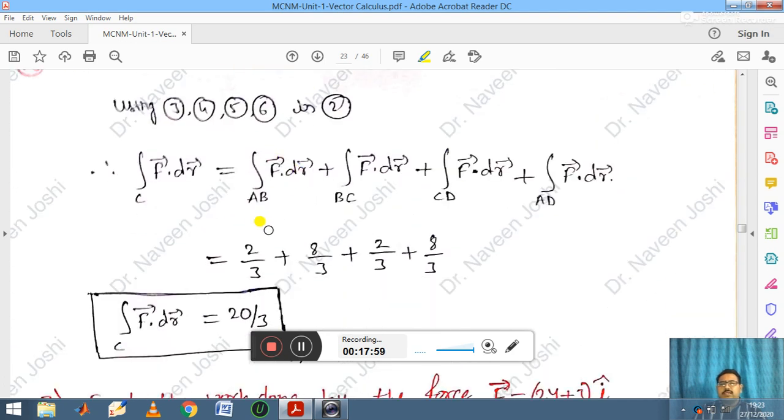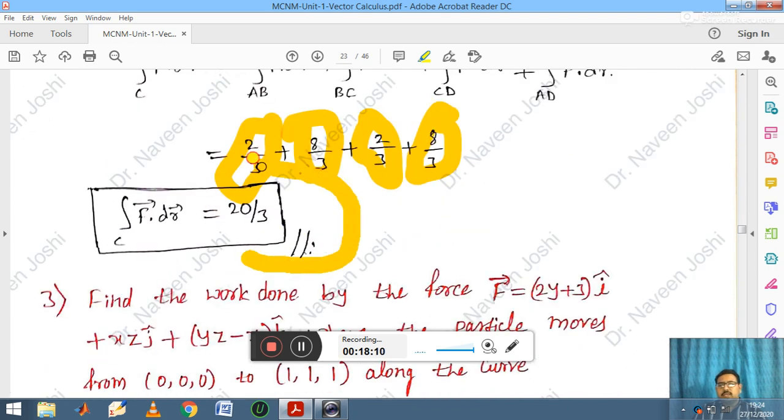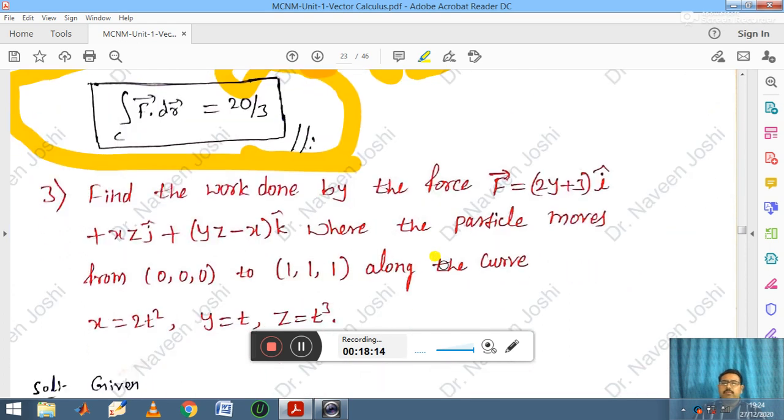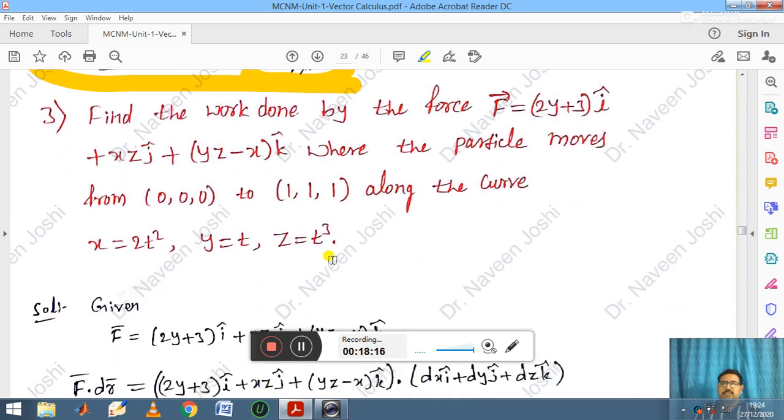Okay, along line integral AB your value is 2/3, along BC 8/3, along CD 2/3, along AD 8/3. If you combine this, your total line integral value for the given data is 20/3. Okay, in the same way please try to understand this problem.